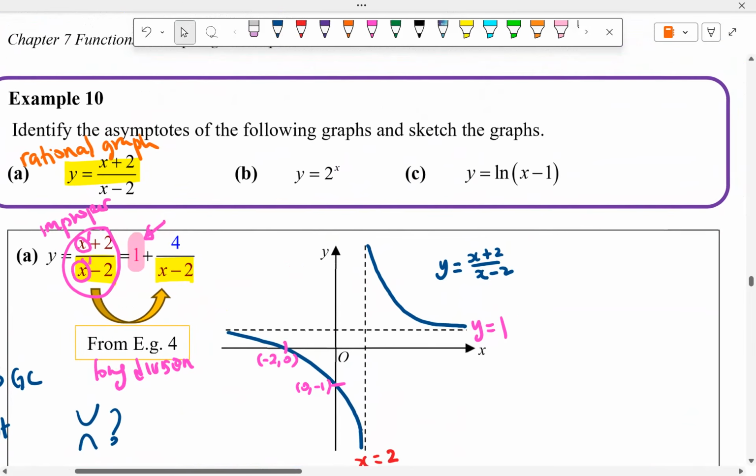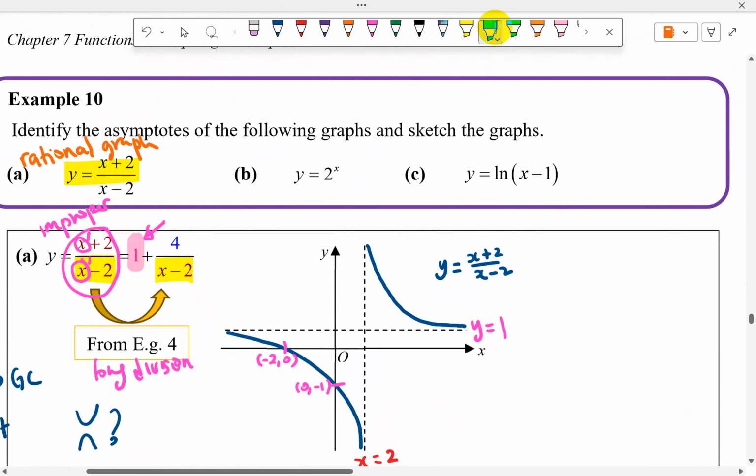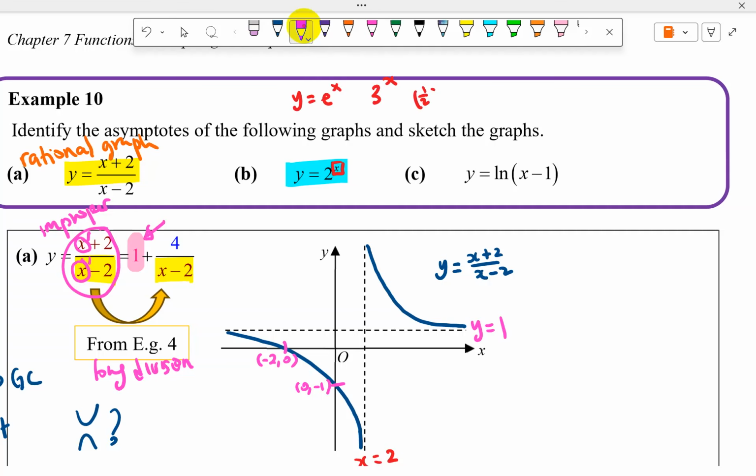Next, let's move on to the other type of graph. Now, this is an exponential graph. Why is this an exponential graph? Because the variable x is at the power. That's why it's called an exponential graph. The more familiar exponential graph that you see is y equals e to the power of x. So 3 to the power of x, half to the power of x, all these belong to the same family, exponential graphs. Okay, so now let's focus on part B, y equals 2 to the power of x.